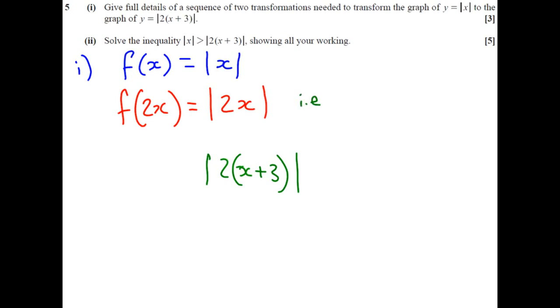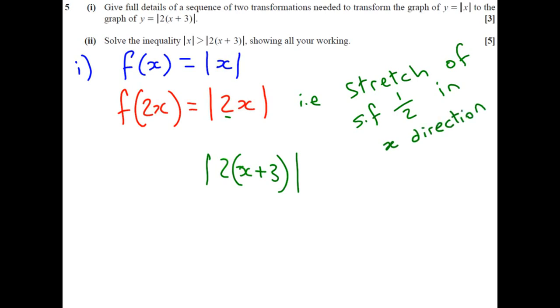i.e., that is in words stretch. We're doing it to x, so it's the opposite. So it's a scale factor of a half, reciprocal, in the x direction. That's the first transformation.